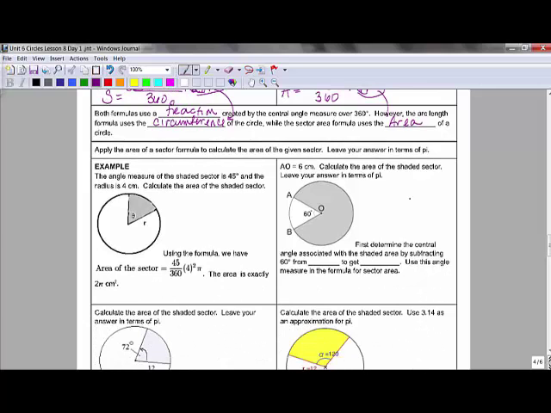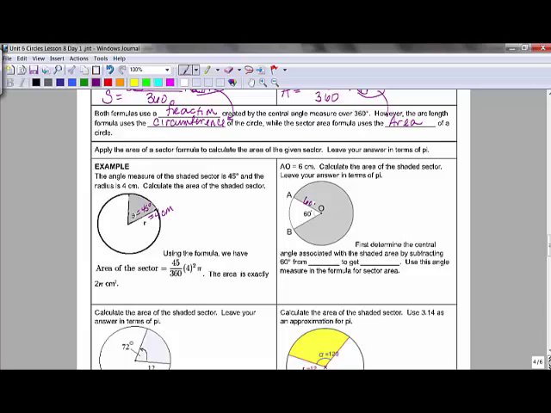Just taking a look at the example here, they give us that the shaded sector's angle is 45 degrees and the radius is 4 centimeters. We always want to update our drawing with the information given. Then we're going to get our formula. We have 45 out of 360 times r squared pi. The exact area is 2 pi centimeters squared.